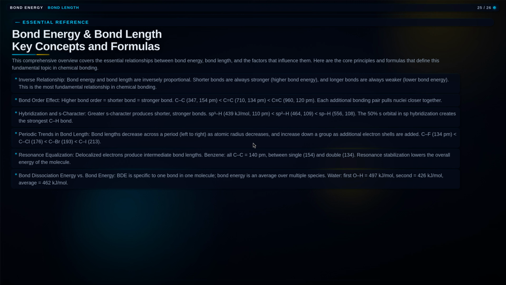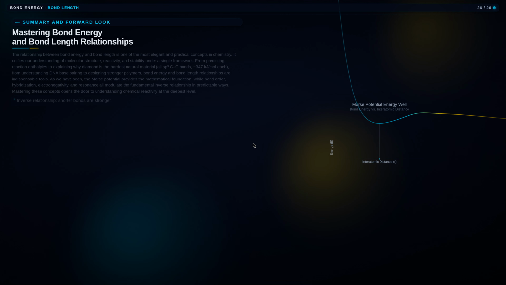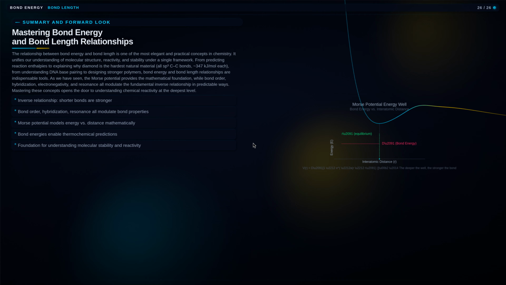The Morse potential provides the mathematical foundation for the energy-distance relationship. Finally, bond dissociation energy is specific to a particular bond, while bond energy is an average over multiple species. These concepts together form a comprehensive framework for understanding chemical bonding. The relationship between bond energy and bond length is one of the most elegant and practical concepts in chemistry. It unifies our understanding of molecular structure, reactivity, and stability under a single framework.